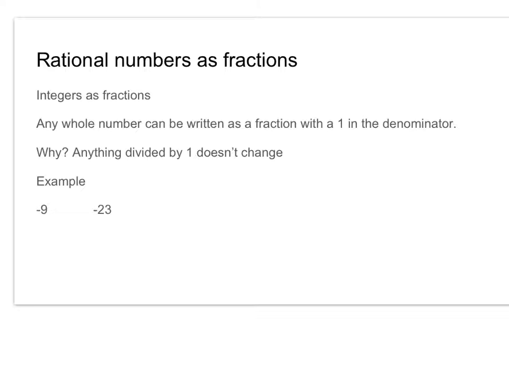We can write rational numbers as fractions. So we can take any of our integers and write them as fractions, because any whole number can be written as a fraction with 1 in the denominator. You may ask why. Because if you divide anything by 1, it does not change. So for example, if I had negative 9 and I wanted to write it as a fraction, it would be negative 9 over 1. If I had negative 23 and I want to write it as a fraction, it would be negative 23 over 1.